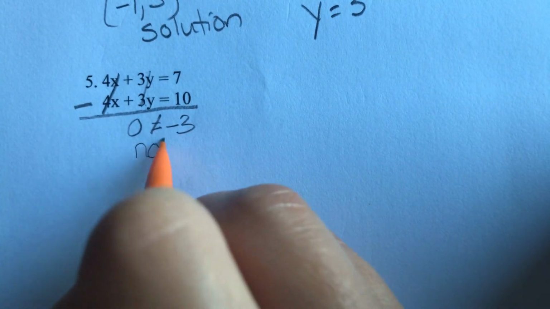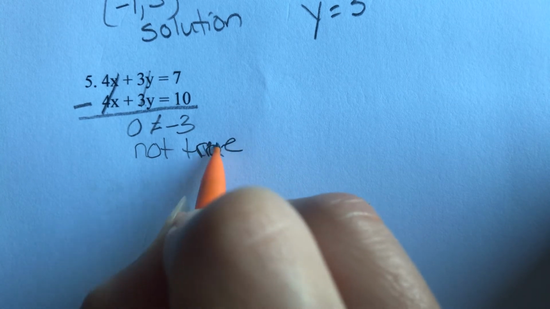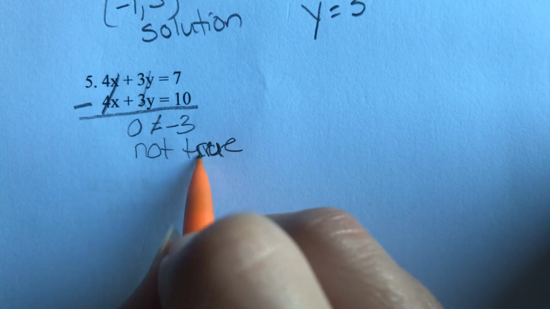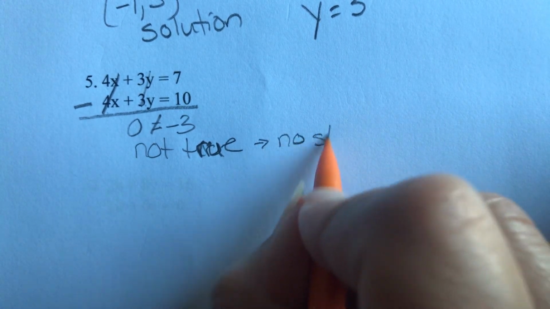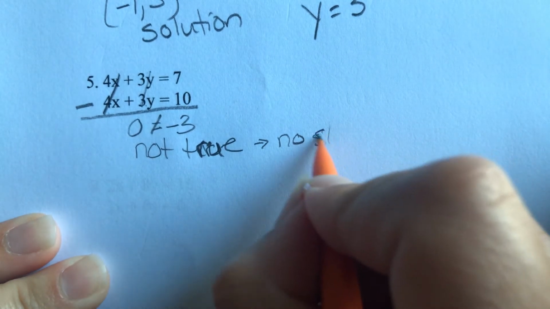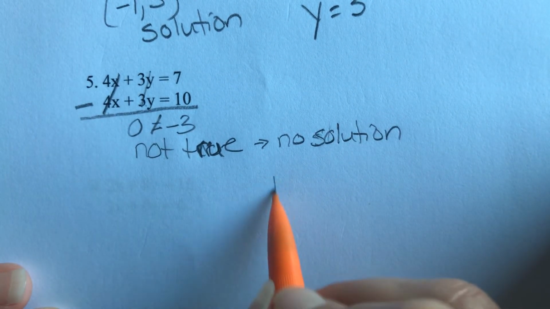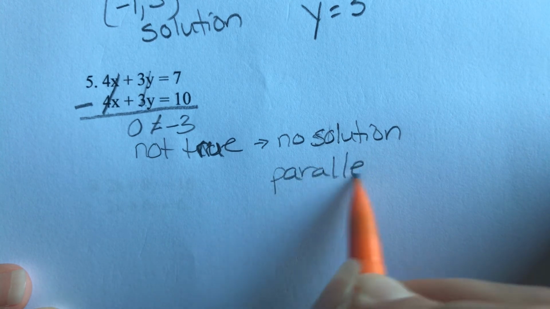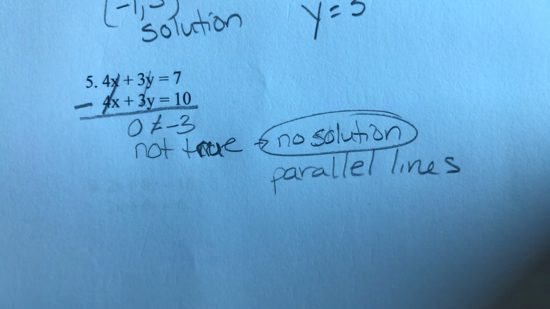So if it's not true, then it's no solution. Well, I can't write again. I apologize. No solution. So these are parallel lines. Okay. Our answer, there's no solution. Our work's done. Look at that.